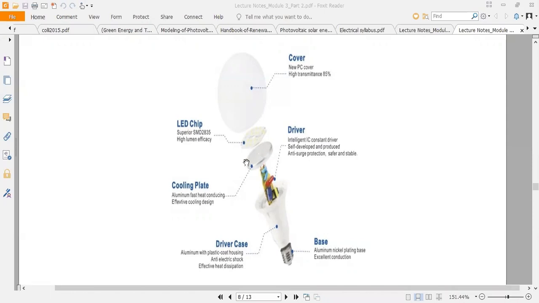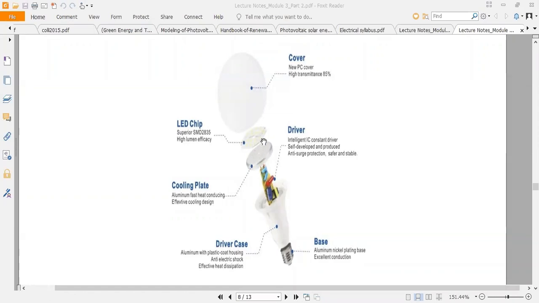After that there is a cooling plate. The purpose of this is to cool down the temperature of this bulb. This is made up of aluminum. Why? Because aluminum has a certain property that it will release heat very easily. Okay, it is a fast heat conducting material, aluminum. So this cooling plate is made up of aluminum.